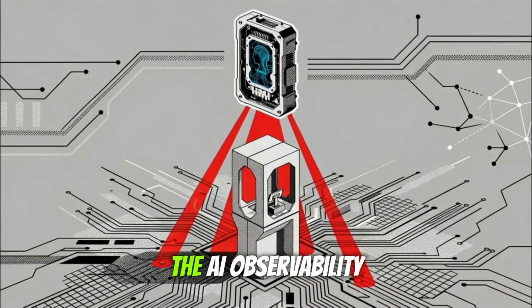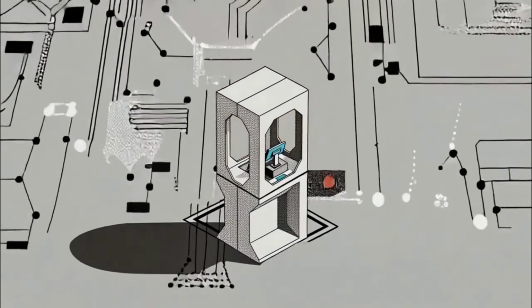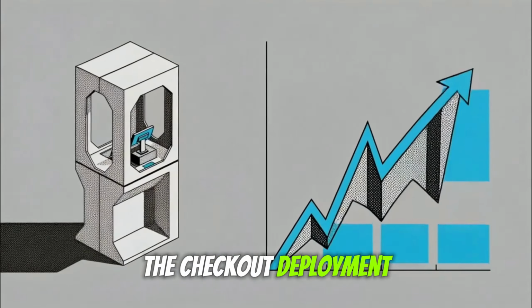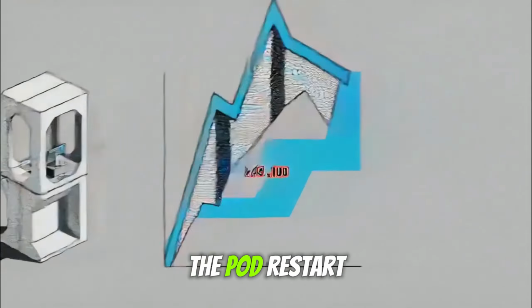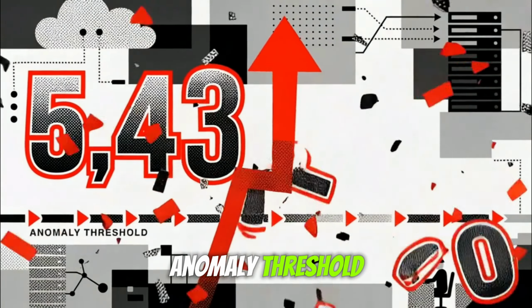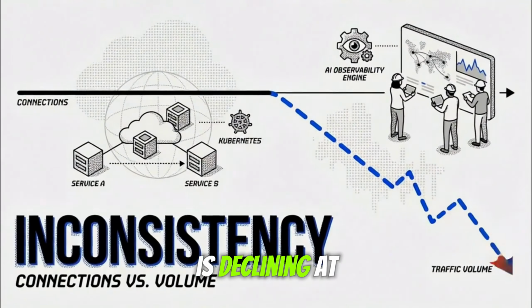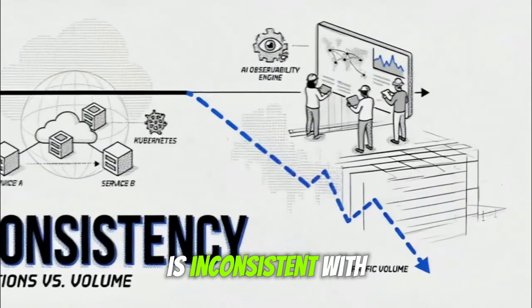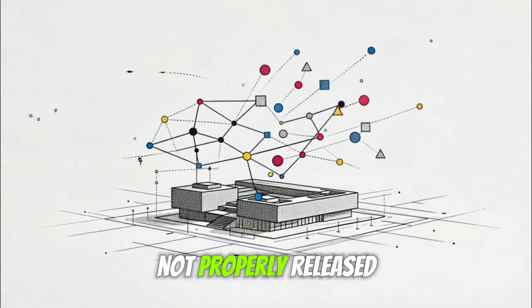Second 11. The AI observability engine detects 3 simultaneous anomalies. Memory consumption for the checkout deployment spiked sharply in the 90 seconds before the kill event. The pod restart count for the checkout deployment has crossed the anomaly threshold. And the open database connection count for the checkout service is declining at a rate that is inconsistent with the traffic volume. Connections are being abandoned, not properly released.